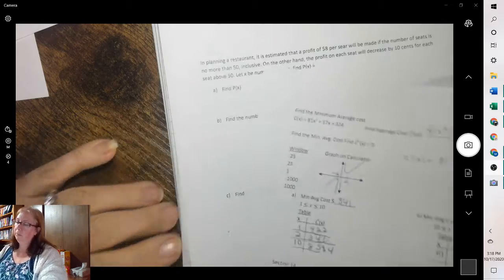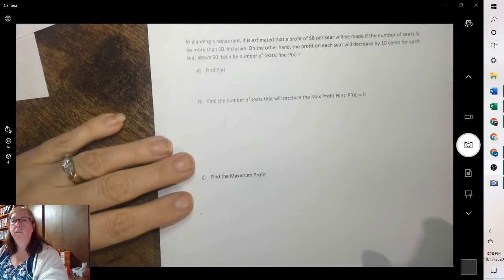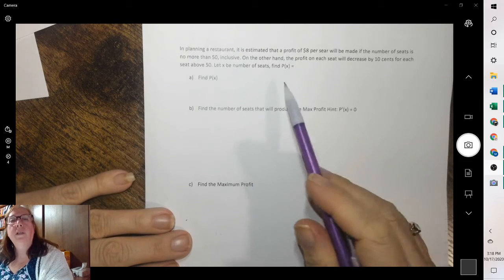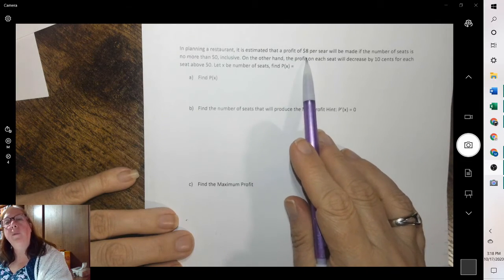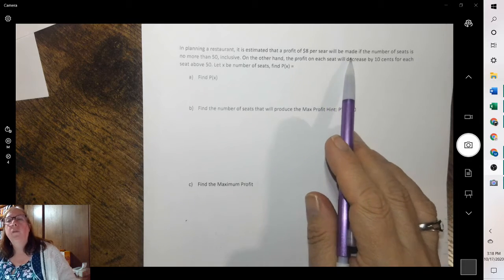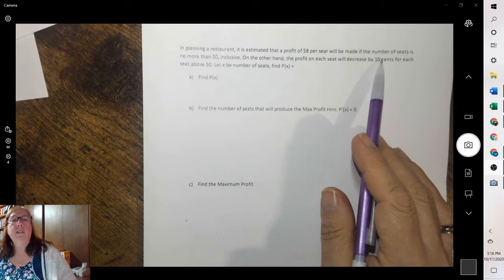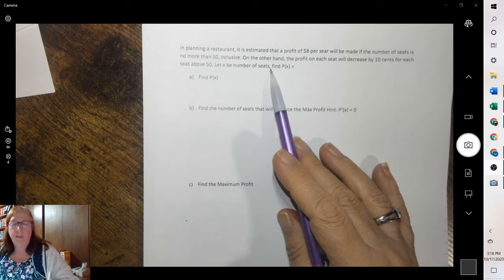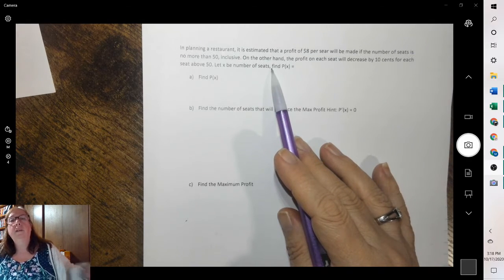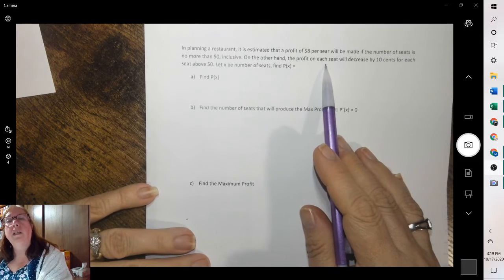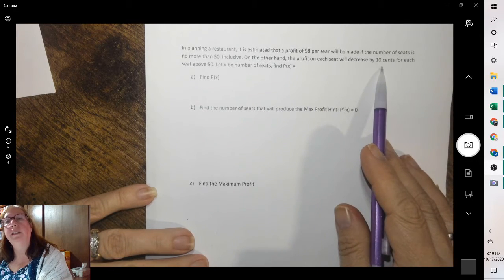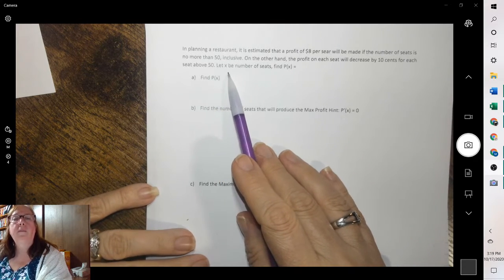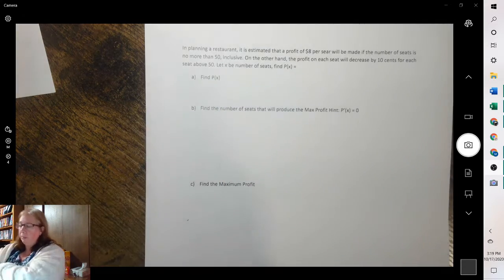Let's look at another one. In planning a restaurant, it is estimated that a profit of $8 per seat will be made if the number of seats is no more than 50 inclusive. So that means less than or equal to 50. On the other hand, the profit on each seat will be decreased by 10 cents for each seat above 50. Let x be the number of seats.